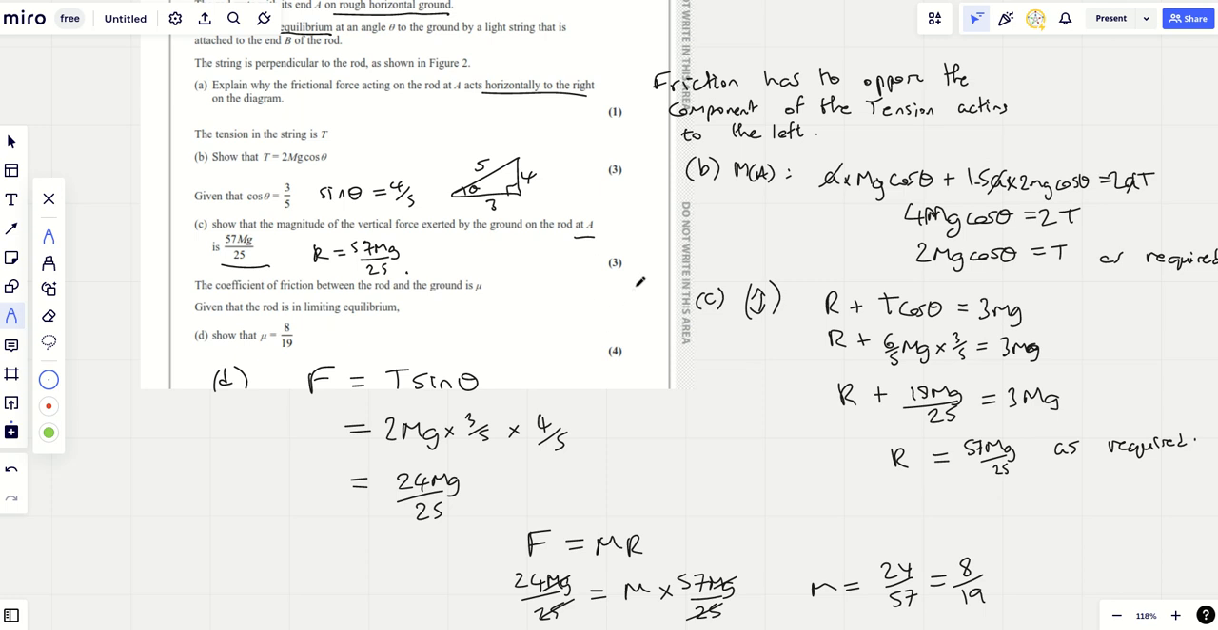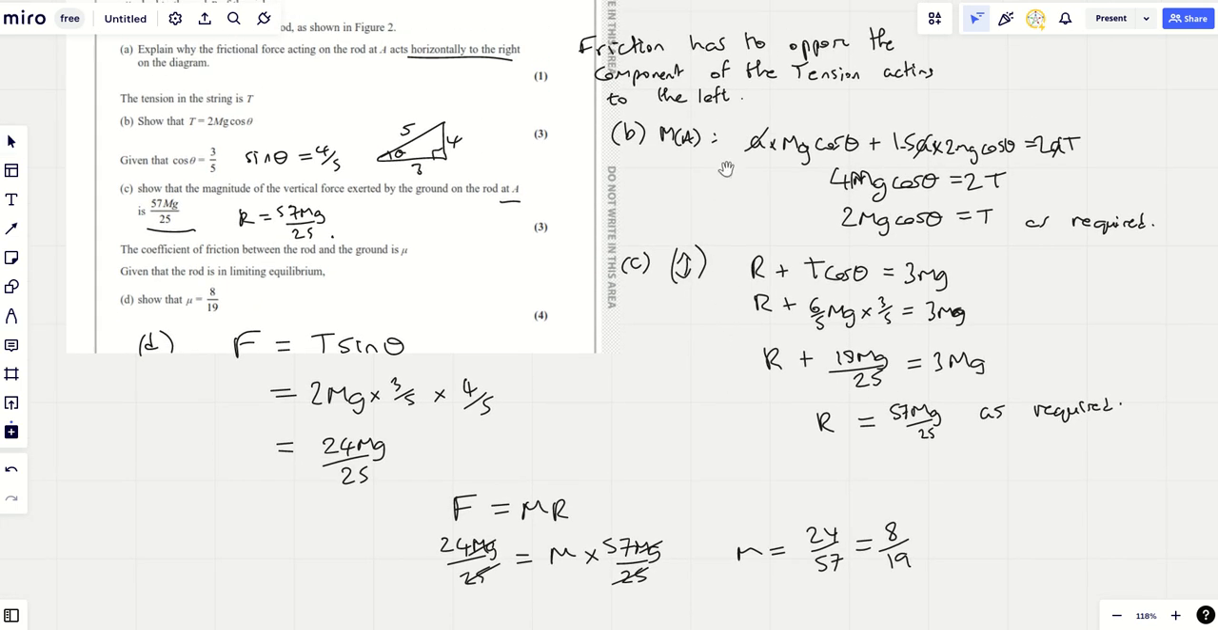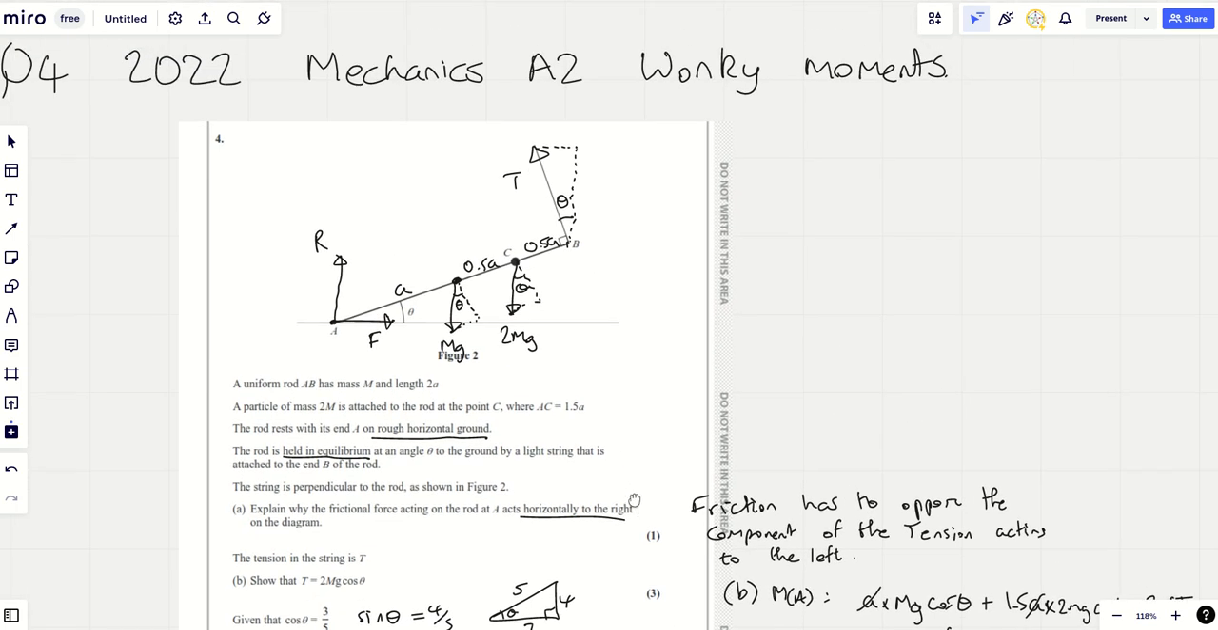Okay, and that was that question. That one didn't seem too bad at all in the end, did it? I hope that was quite nice for you. But once again, notice, what did we do? We took moments, we did ups equal downs, we did lefts equal rights. It happens in every one of these questions, it really does.